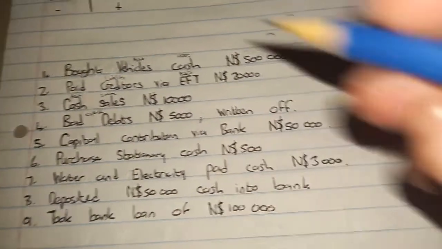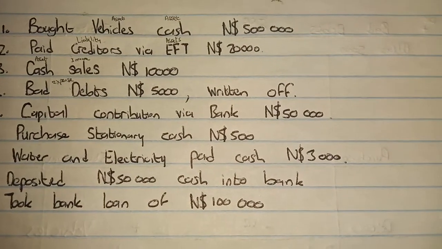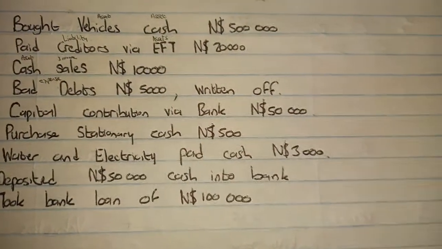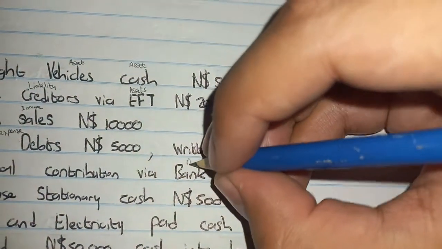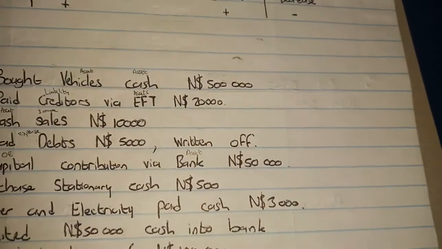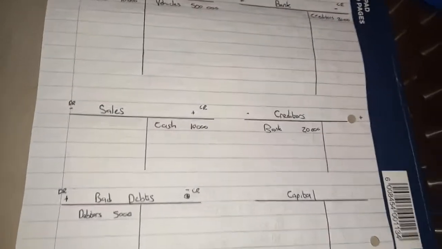But yeah. So transaction number 5 says capital contribution via bank for 50,000 Namibian dollars. So capital falls under your owner's equity. Just write OE for owner's equity, and your bank is again assets. So this means that the owner increased their capital contribution by 50,000 Namibian dollars. So they transferred 50,000 Namibian dollars to the business bank account.